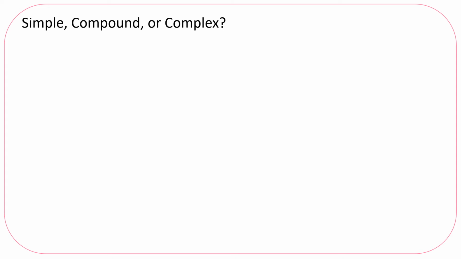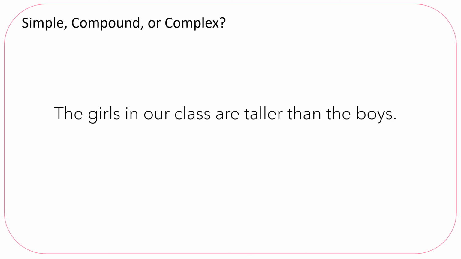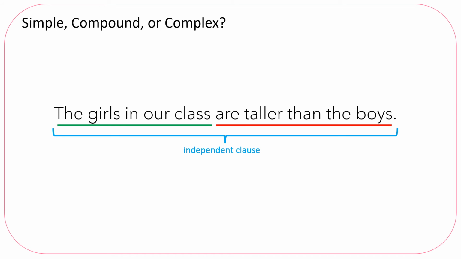Let's look at a few sentences and decide if they are simple, compound, or complex. The girls in our class are taller than the boys. Well, we have a subject, the girls in our class. The girls in our class what? Are taller than the boys. We have a subject and a predicate, so that's one independent clause. That means it's a simple sentence.